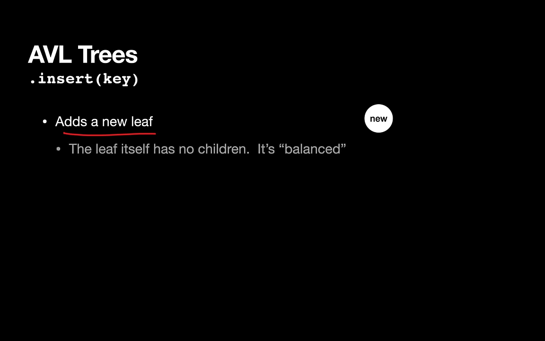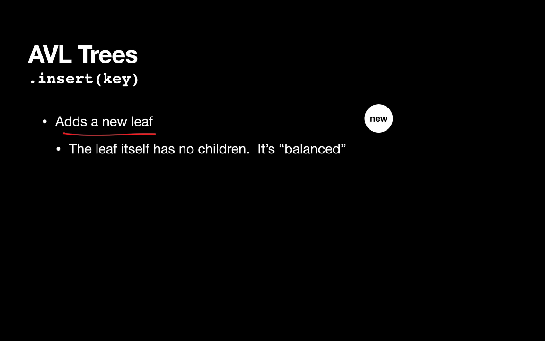So insertion adds a new leaf. So again, that could increase the height of the tree. So that new leaf all by itself, it has no children. So we would think of the left child and the right child possibly as having a height of -1 each, and those are equal. So this new node is all by itself balanced. When we insert a new node, the new node itself is just fine. We don't have to worry about it.